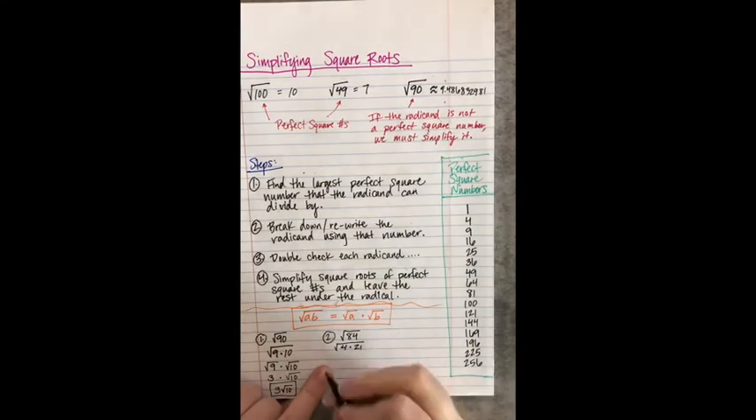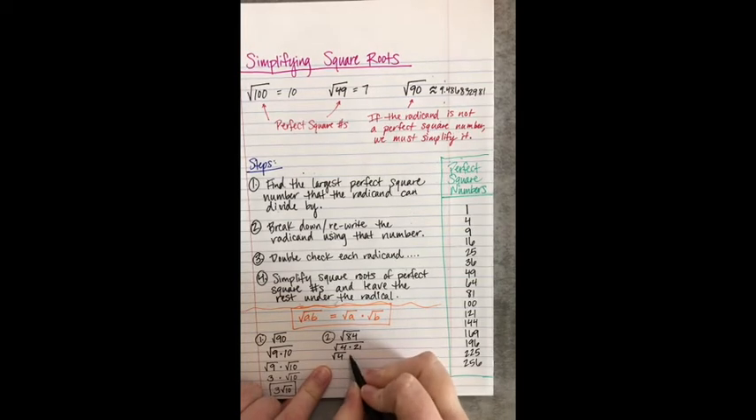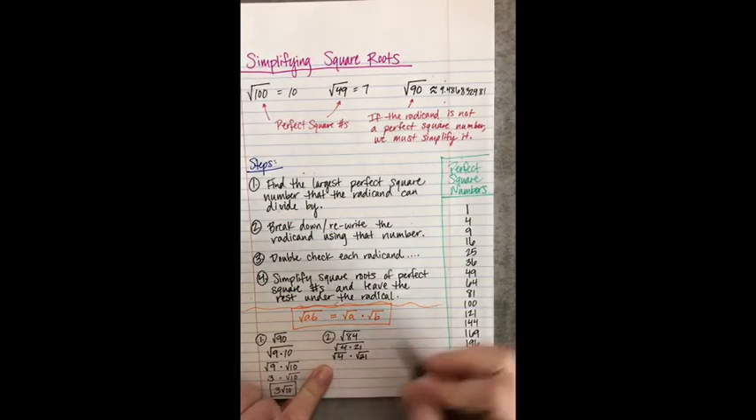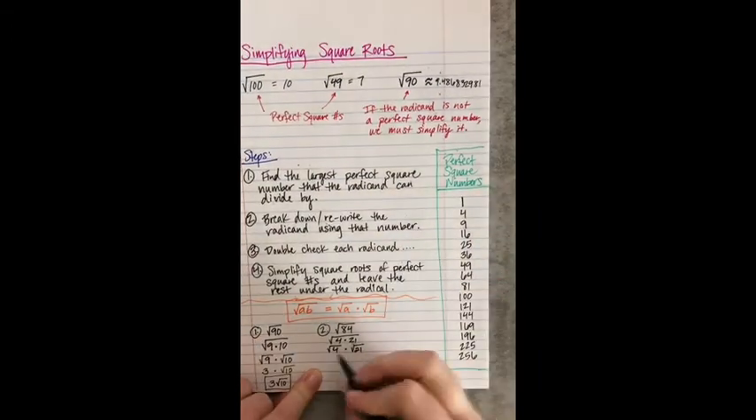Okay, so I'm going to break that apart. Square root of 4 times square root of 21. Square root of 4, that's a perfect square number. Square root of 4 is just 2.